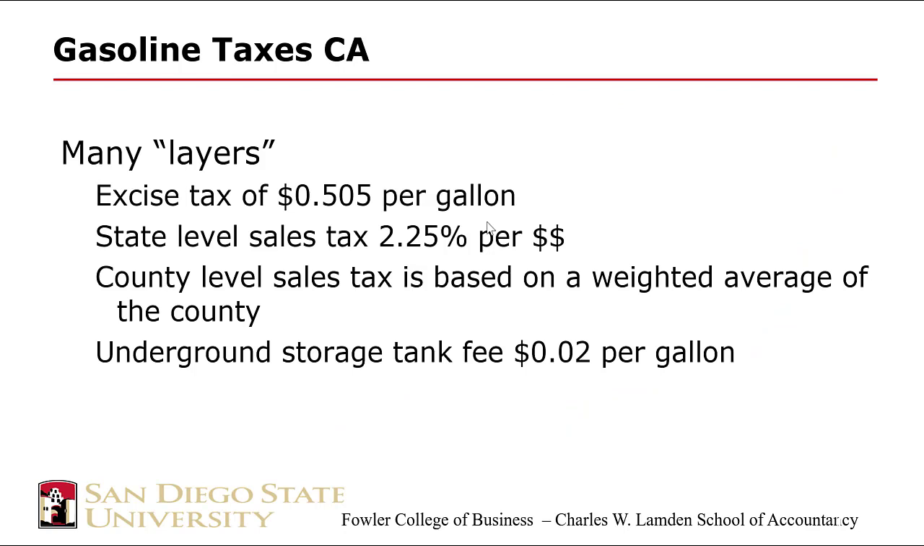Many layers to our tax here. So first, there is an excise tax, as I mentioned, of 50.5 cents a gallon. Then there is a sales tax on top of that. That's a state level sales tax of 2.25%. That's based on the money you spend at the pump, not the gallons. Then there's a county level sales tax, and that's based on a weighted average of the gas pumped around the county. So what they do is they establish what the different tax rate is in all the different places and say, okay, well, we'll take a weighted average based on the amount of gas pumped in each of those locations and add that as the county level sales tax.